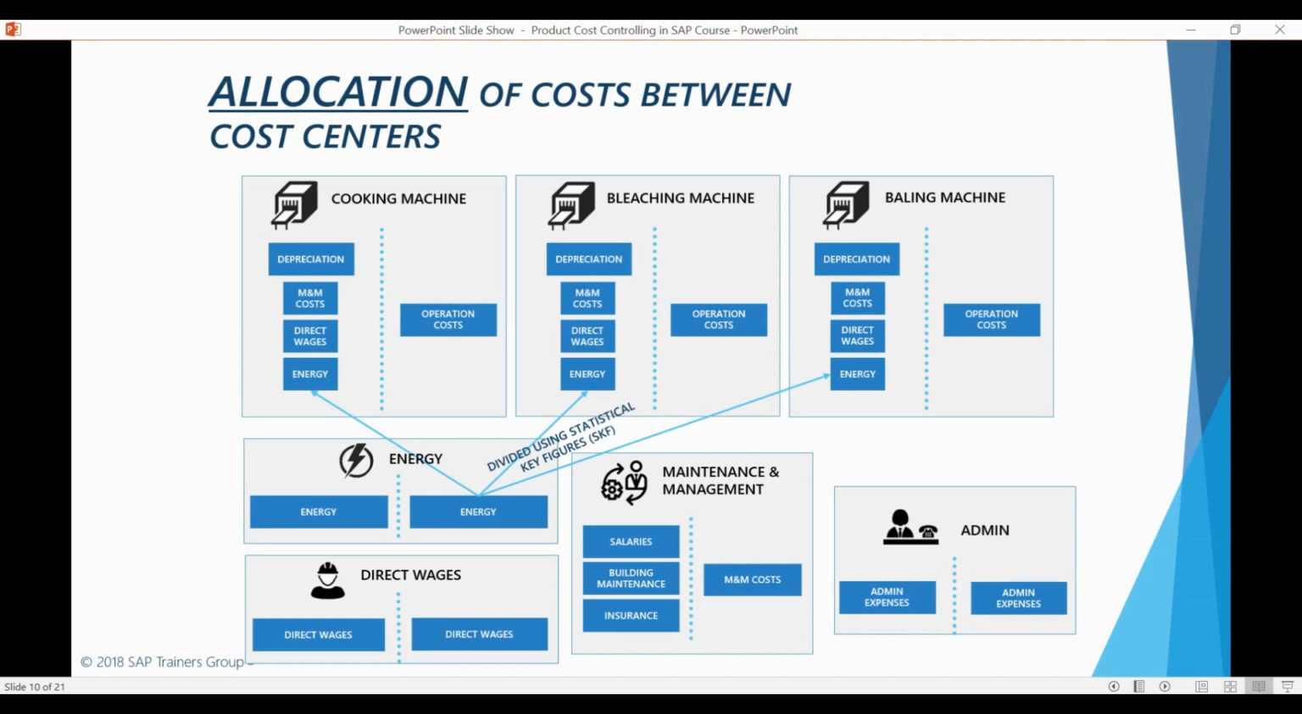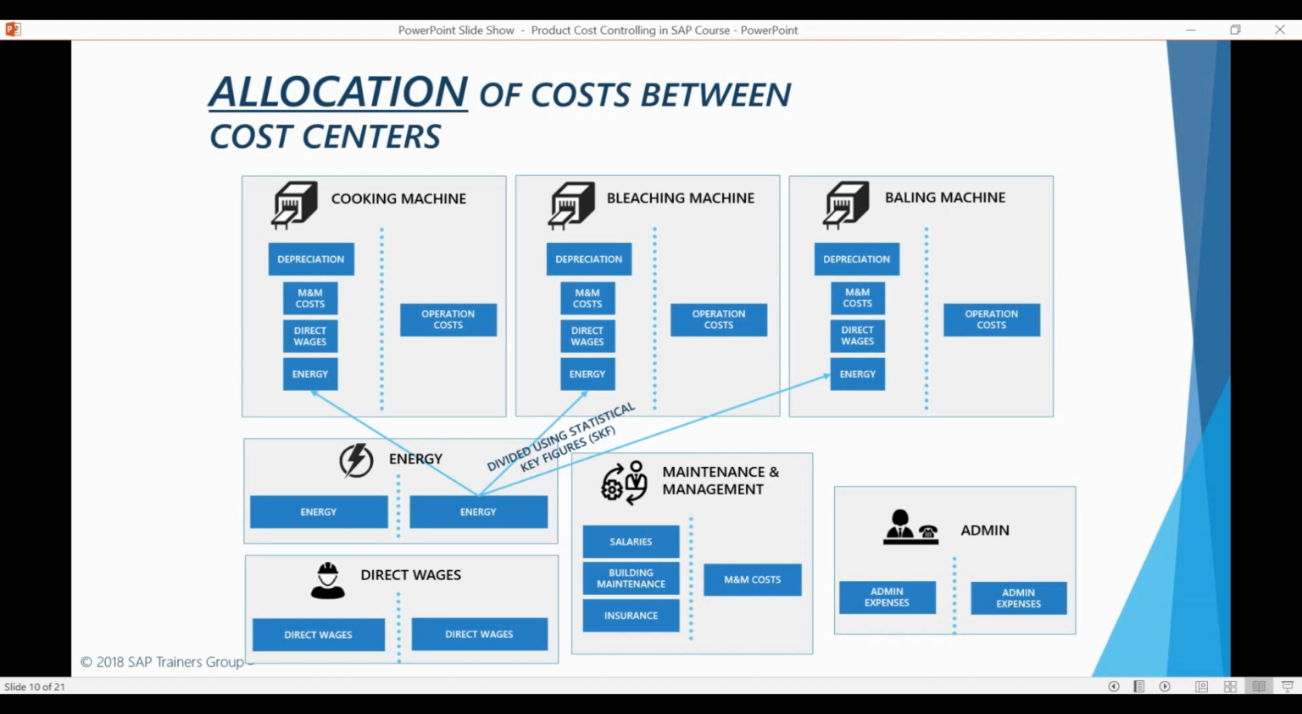However, with the maintenance and management cost center, things are a little bit different. The cost center collects costs from 3 different accounts, but on the right side you can also see only one box. In this cost center, the accounts collecting the costs are combined into a single box that is called a secondary cost element.